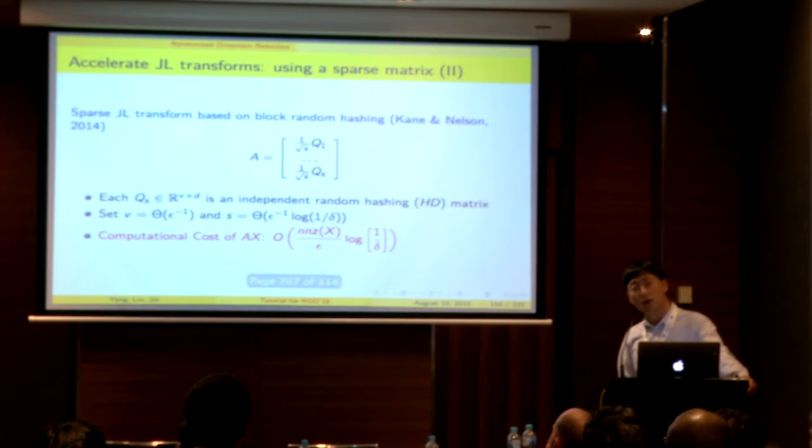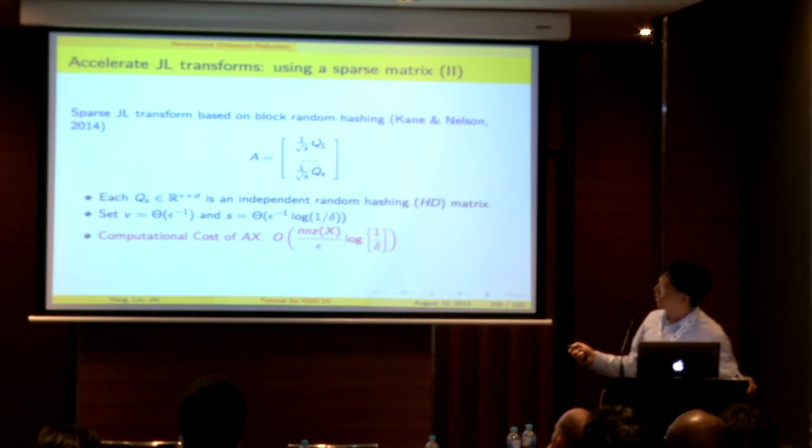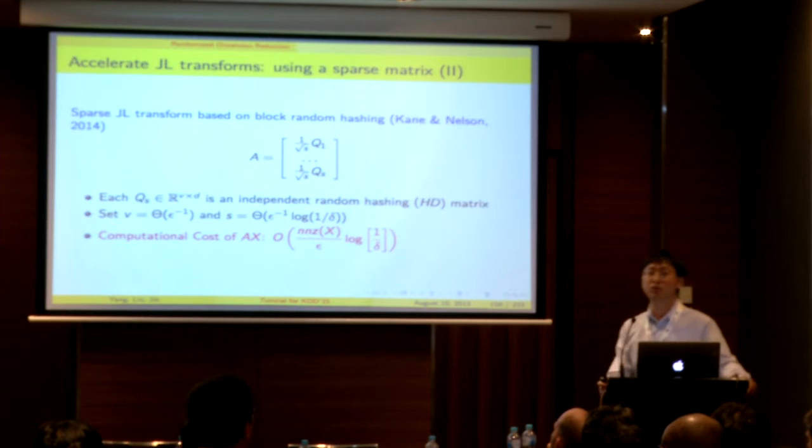So a better idea here is using a block of random hashing. Instead of using one block of random hashing, we use S blocks here. Each block Q1 is an independent random hashing matrix, which I introduced in the previous slides. And by carefully choosing the number of blocks S with this value and dimension, where each block reduces the D dimension to V dimension, we guarantee that the resulting A matrix is a JL transform, and that satisfies the JL lemma.